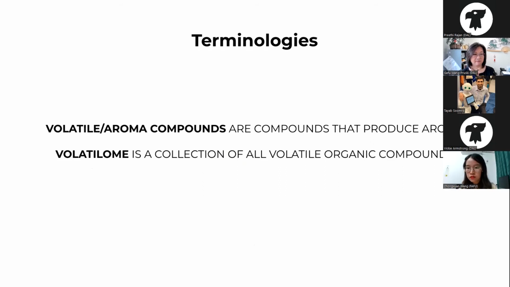Before I do that, I think it's worthwhile to take a little bit of time to explain some of the terminologies that I'm going to be using throughout the presentation. Aroma compounds are organic compounds that produce aroma. And for the rest of my presentation, I'll try to consistently refer to them as volatile compounds. Next, I frequently use the term volatilome. This refers to a collection of all the volatile compounds of an organism.